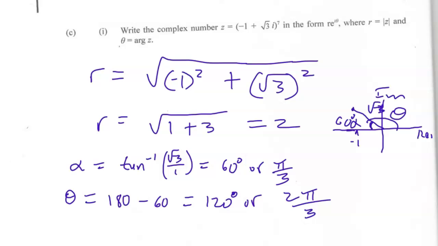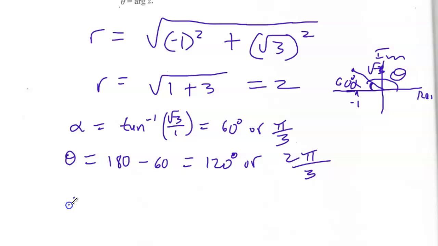So in the form z equals r e to the i theta, therefore the complex number z is equal to r, which is 2, e to the i theta. So i times 2 pi over 3.